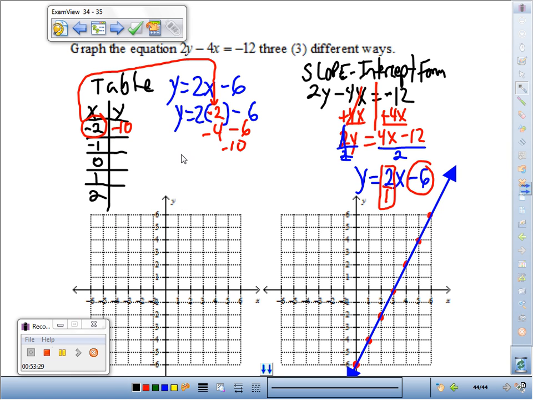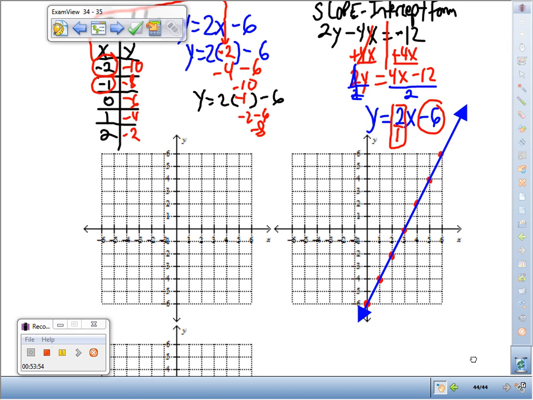Let's do it again. Y equals 2, open parentheses, minus 6. My next value is what? Negative 1. What is 2 times negative 1? Negative 2 minus 6, that's negative 8. That goes here. And do you guys see the pattern forming? What would be our next number? Negative 4 and negative 2.